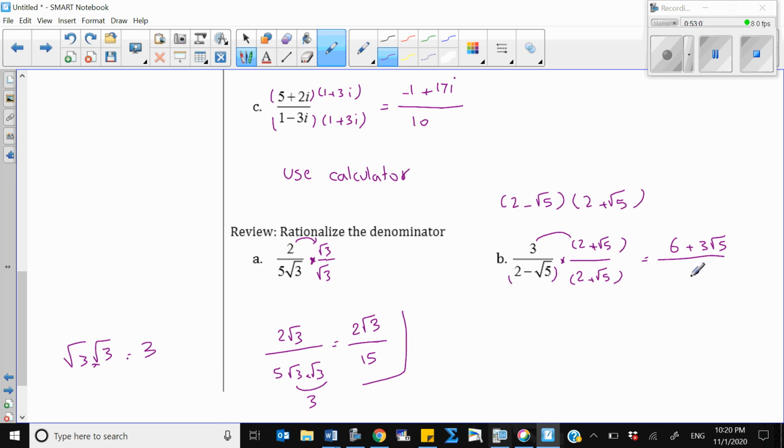So the bottom is negative 1, and you see negative 1 is much simpler than 2 minus radical 5. Now I can simplify this because I have just negative 1. So this is 6 over negative 1, which is negative 6, and 3 radical 5 over negative 1, which is negative 3 radical 5. And that will be my answer.